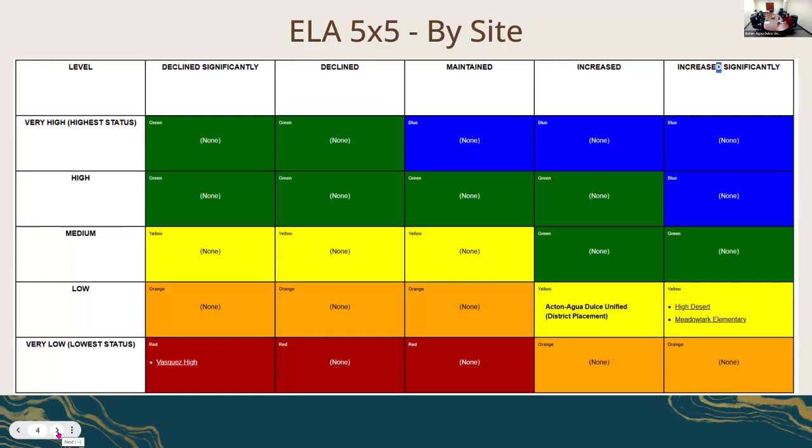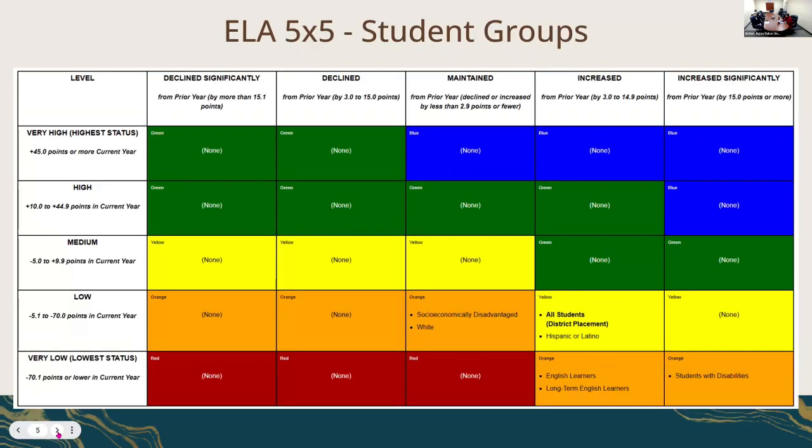If you go to the next slide. In the next slide, it shows you by student group, so which groups moved. Again, for all district, our Hispanic and Latino students increased. Our students who maintained were our socioeconomic and our disadvantaged students. We didn't have any students who declined significantly or declined. We had maintained. We had increases also with our English learners and our long-term English learners. And we had a significant increase for our students with disabilities. Again, this is with English language arts.